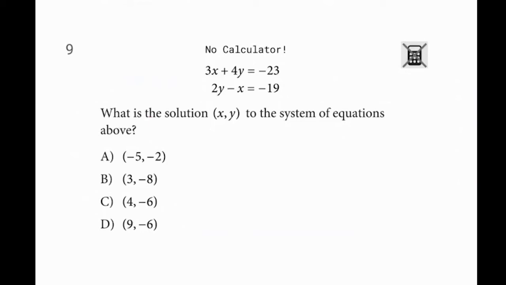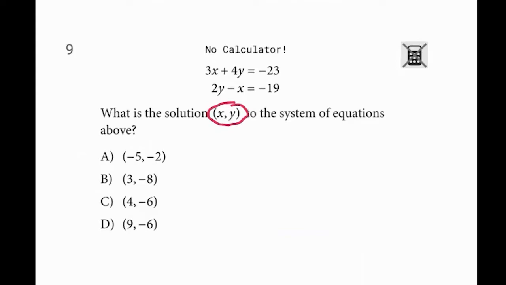This is a systems of equations problem, and it asks, what is the solution? We're trying to find an x and a y that, if you plug them into both of these equations, make both true. So if I plug a certain x and y into the first one and work it out, it should equal negative 23. If I plug them into the second one, it should be negative 19.